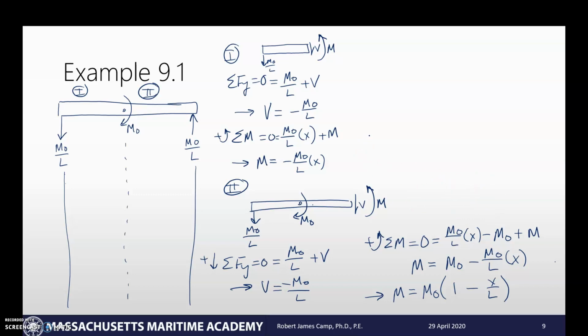So let's start with our shear diagram. I've already got shear and moment. There's my 0 axis for the shear. There's my axis for the moment. Shear diagram should be easy. We look at it from x equals 0 to x equals L over 2. It's just going to be negative m naught over L, no change. And then I look at section 2 from L over 2 to L. I've got negative m naught over L. Shear diagram is just a constant negative m naught over L.